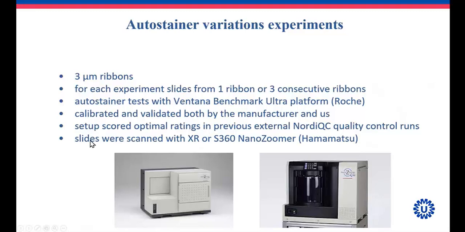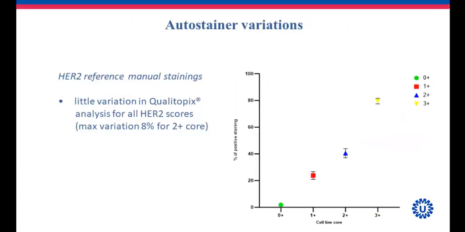So we had no indication that perhaps there was a problem with these machines. The slides were scanned with a Hamamatsu scanner to reduce variation within the lab. So first of all, we decided to do manual stainings to make sure that it's not us, right? That it's perhaps something in the lab, that it's the water or the people that are doing stuff.